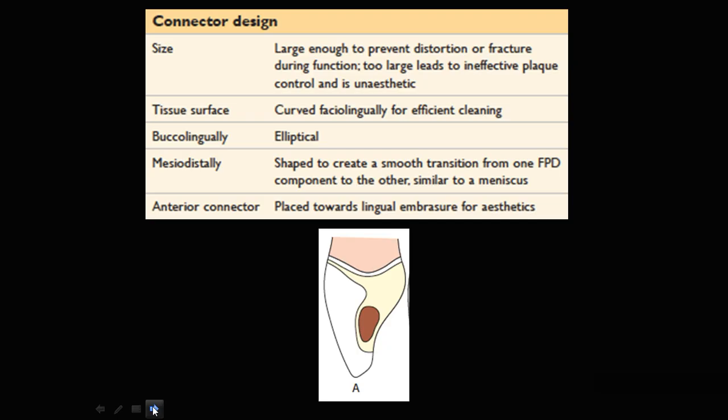These connectors should be large enough to prevent distortion or fracture during function, as too large of a connector can lead to ineffective plaque control and is also unaesthetic. The tissue surface of these connectors should be curved faciolingually for efficient cleaning. Buccolingually, they should be elliptical in shape, and mesiodistally, they should be shaped to create a smooth transition from one FPD component to the other. Anteriorly, the connector should be placed towards the lingual embrasure to ensure aesthetics.